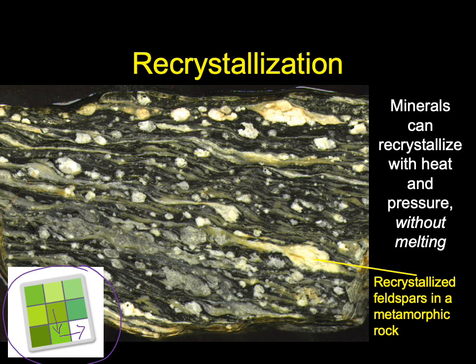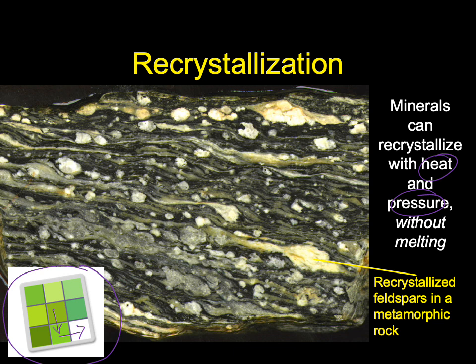That's kind of the principle behind recrystallization. You're not really adding a lot or taking a lot away. You still have the same 8 tiles in the game, but you're just shifting them around a little bit to make the game look a little bit different. So with a little bit of heat and a little bit of pressure, we're not melting anything here, but we're just adding a little bit of heat and a little bit of pressure.